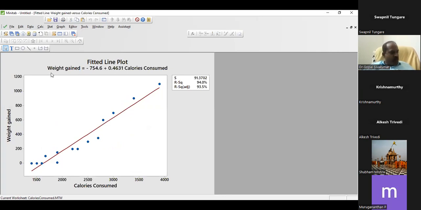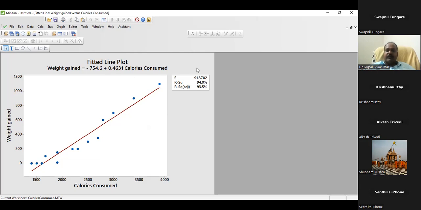Can you see here? One of you, can you read out this equation? Weight gain equals minus 754.6 plus 0.4631 times calories consumed. Now, what is the m value here? Again, y is equal to mx plus c. 0.4631. Can one of you tell me how I can use or interpret this m value? What is the meaning of it?